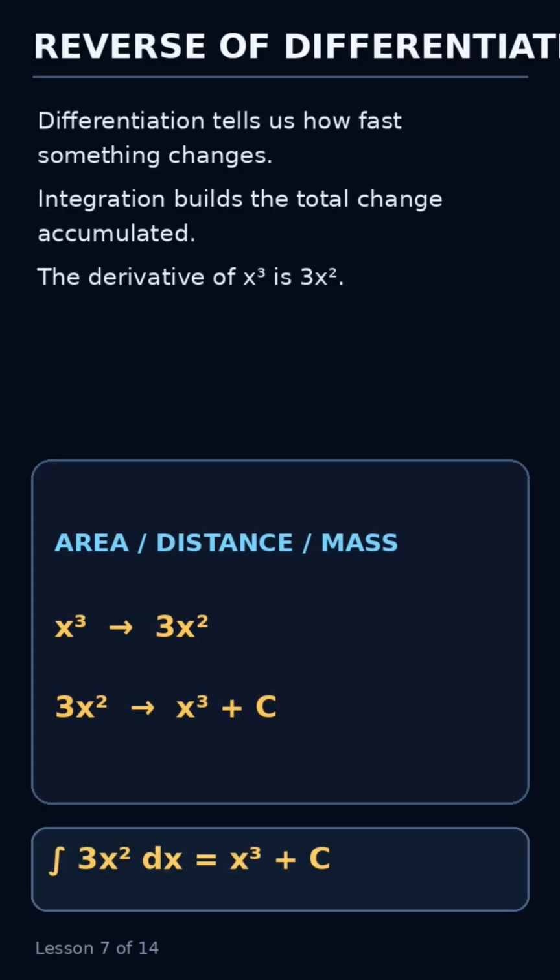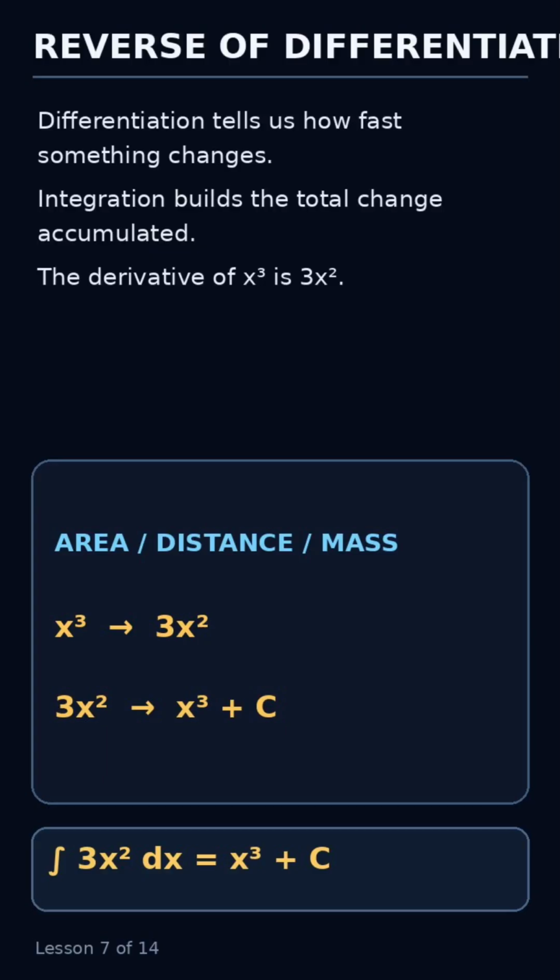Let's take a simple example. Suppose f of x equals x cubed. Differentiate it. The derivative of x cubed is 3x squared. So differentiation takes us from x cubed to 3x squared.